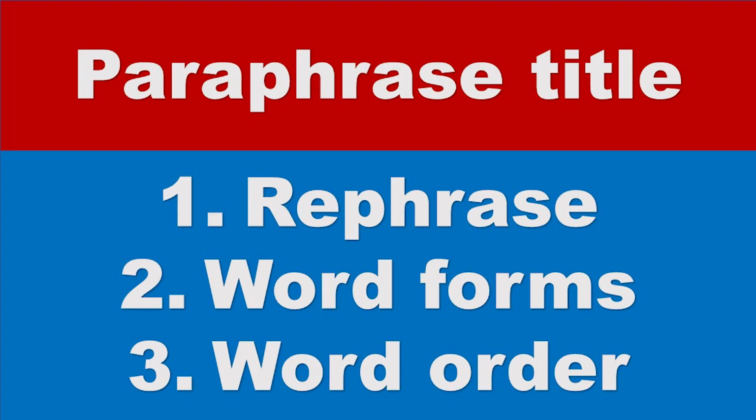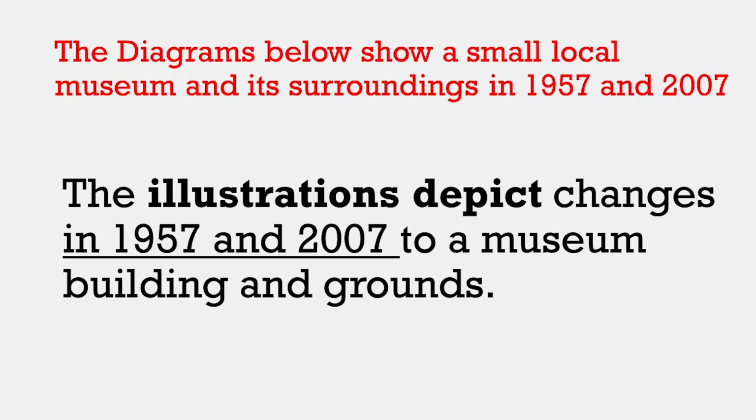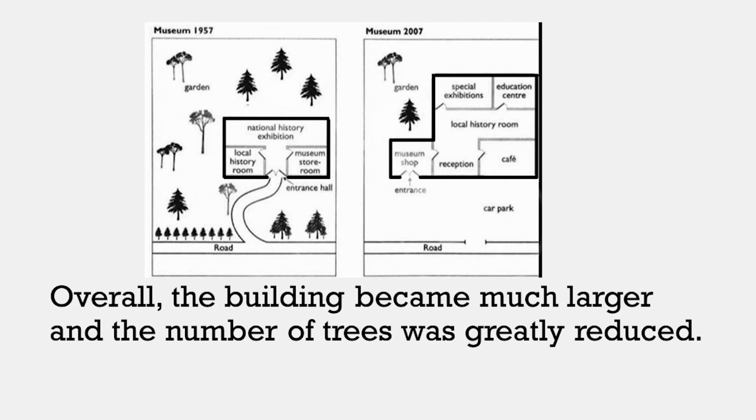So let's start with paraphrasing the title, and we can paraphrase by rephrasing words. We can change word forms such as nouns to verbs, verbs to nouns, and we can move words around in our sentence. So I've written the illustrations depict changes in 1957 and 2007 to a museum building and grounds. So I have paraphrased diagrams to illustrations and show to depict. And the other thing that I've done is move the years from the end of the sentence earlier in the sentence. My overall summary is quite brief but informative.